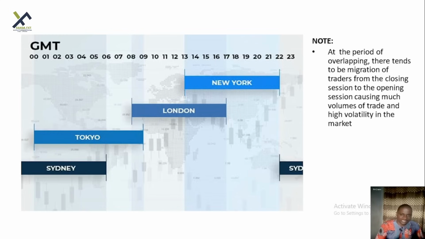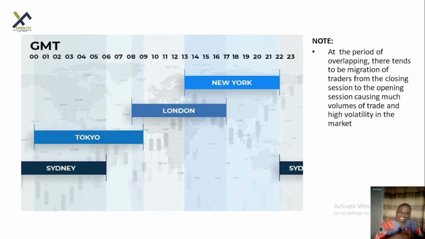Now, you look at it here. After the Tokyo session, the London session opens by 08:00 AM GMT+1 and runs through 17:00 GMT+1, which is 5 PM according to the GMT+1 here. After that, the New York session opens from 13:00 GMT+1, which is 1 PM here, and runs through 22:00 GMT+1, which is 10 PM. Immediately the New York or American session closes, the Sydney session takes over.